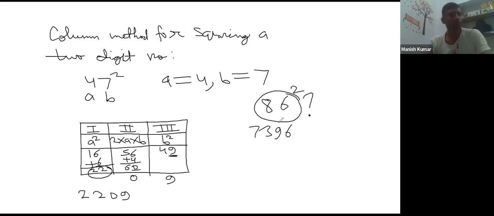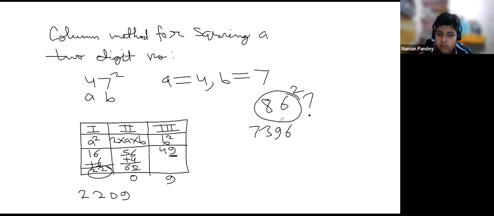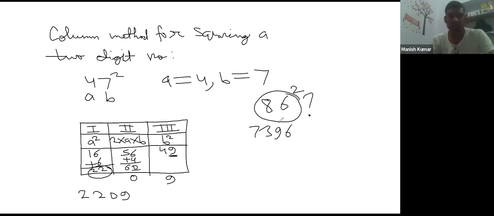I will be clearing this page now. And you have to practice such questions, okay? I am just giving you an idea. I am clearing this page now. Second one is diagonal method.